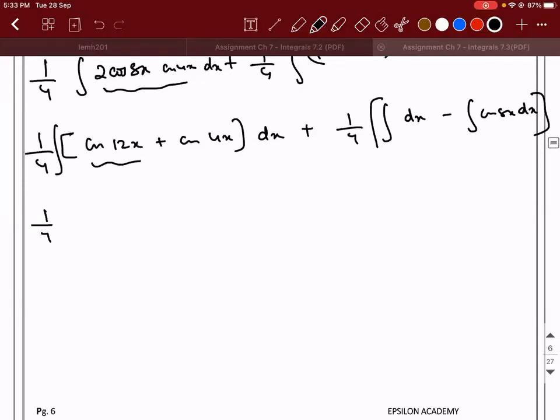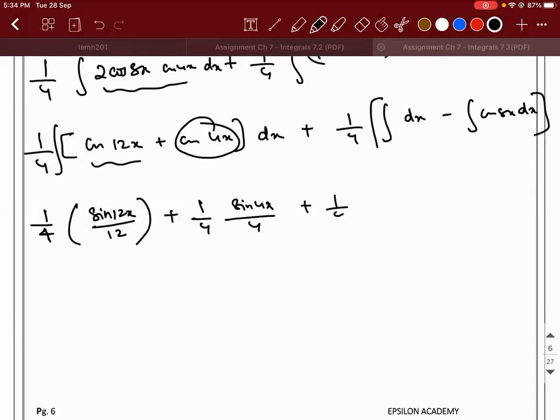1 by 4 into integral of cos 12x is sin 12x by 12, plus 1 by 4 into integral of cos 4x is sin 4x by 4, plus 1 by 4 into integral of dx is x, minus 1 by 4 into integral of cos 8x is sin 8x divided by 8, everything added to c.